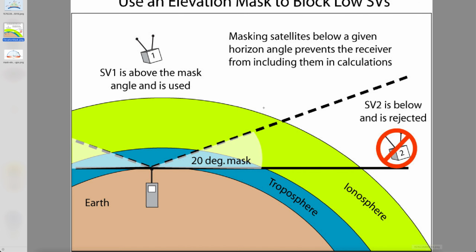Next one, right? Masking satellites below a given horizon angle prevents the receiver from including them in calculations. SV2 is below and is rejected. SV1 is above the mask angle and it's used. That means it's using a horizontal plane and an angle of that horizontal plane. Right? That's what it's doing. It does know angles. It has to know angles to know what the mask angle is.